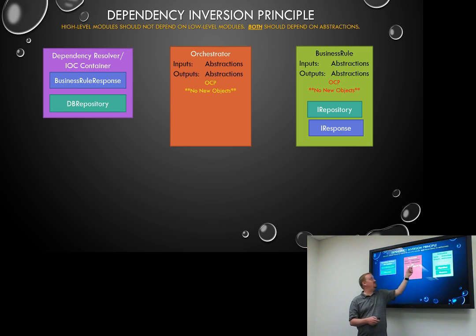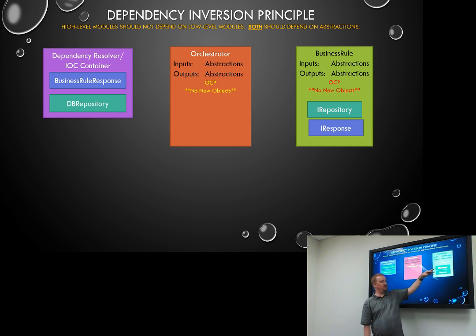So as far as the orchestrator is concerned, it doesn't know that this is happening. It's just handing off an IRepository and an IResponse. These are two abstract concepts. It doesn't know what that entails. All it knows is that it has one, it's going to pass it along to the business rule.